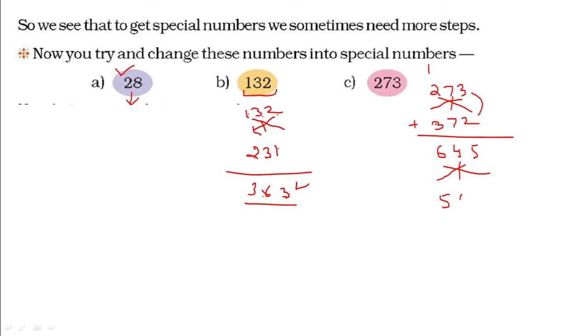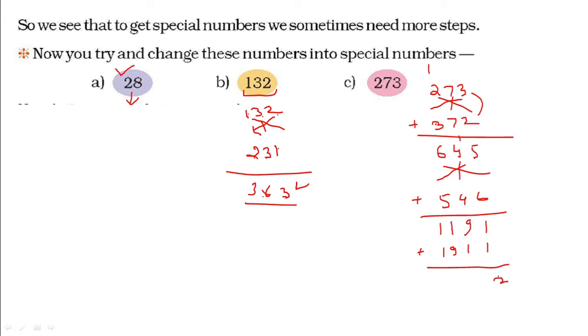5, 4, 6. 5 plus 6, 11. Carry over 1. 4 plus 4, 8 and 1, 9. 5 and 6, 11. Is it a special number? 1191. No, it is not a special number. So let us change the places. 1911. Now add these.